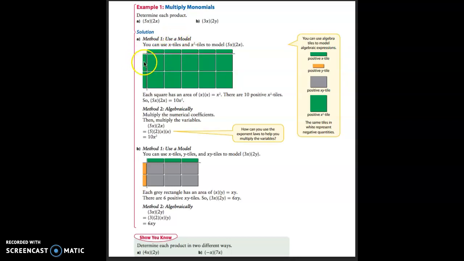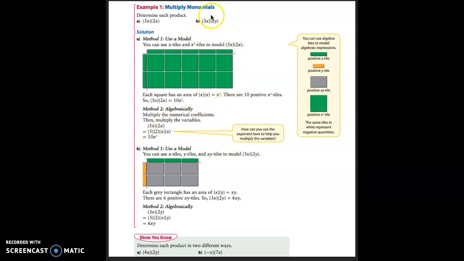So this column and row gives you x squared, this column and this row gives you x squared, and so on and so forth, and then you would have 10x squared. So therefore, we have just used these green tiles modeling 5x times 2x gives you 10x squared. 1, 2, 3, 4, 5, 6, 7, 8, 9, 10. 10x squared. So by writing it out, you can also see that 5x times 2x is simply 5 times 2 times x times x, which is 10x squared.